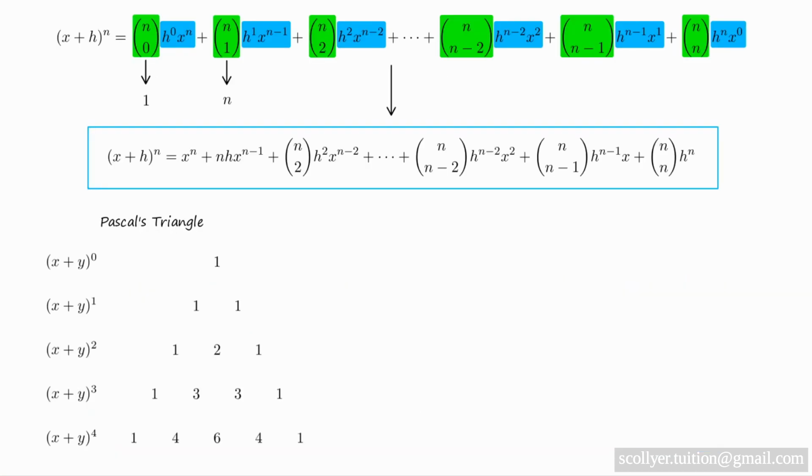Here we see Pascal's triangle, which is a triangle of numbers which provide the binomial coefficients. And when we expand the various expressions such as x plus y to the 0, x plus y to the 1, x plus y to the 2, and so on, we get the following results using the binomial expansion.